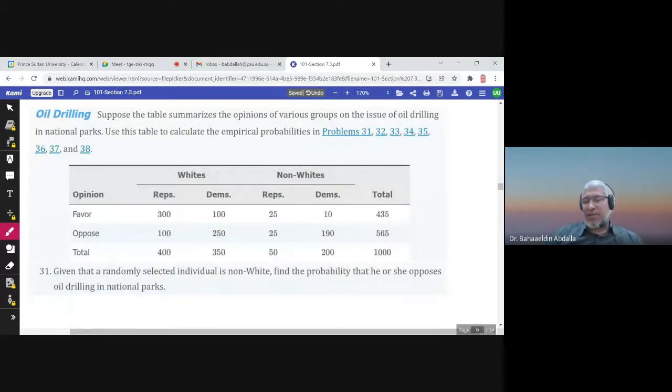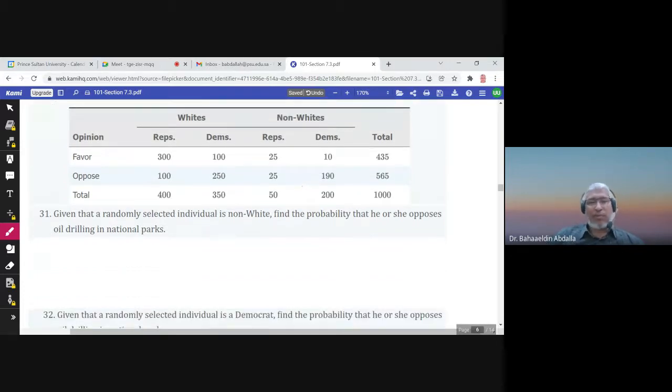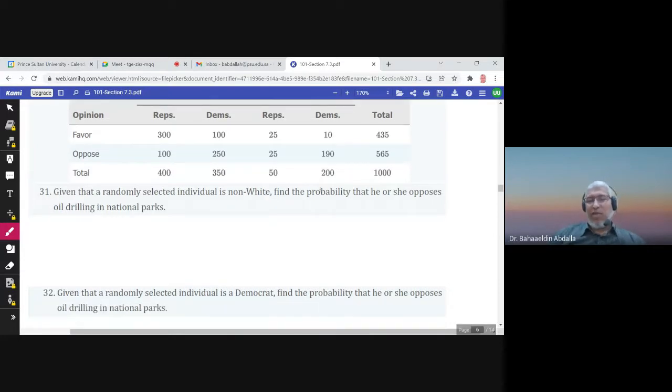Suppose the table summarizes the opinions of various groups on the issue of oil drilling in national parks. Use this table to calculate the empirical probabilities in these problems. Given that a randomly selected individual is non-white, find the probability that he or she opposes oil drilling in national parks. So what is the probability of opposing, given that non-white?